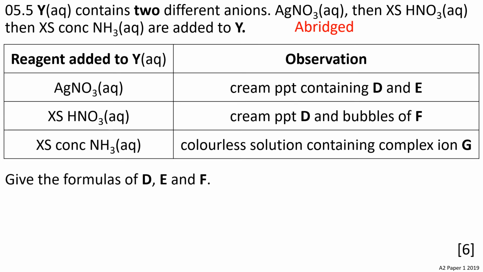Okay, so let's see how you got on. Here are a few prompts. Which anions form a precipitate with silver?